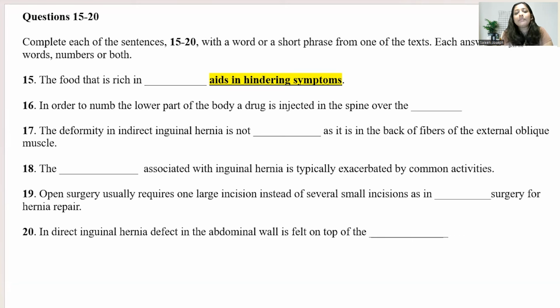Sixteenth one. In order to numb the lower part of the body, a drug is injected in the spine over the dash. So when you usually try to numb the body part, think about that and find out the text, then find out the answer.